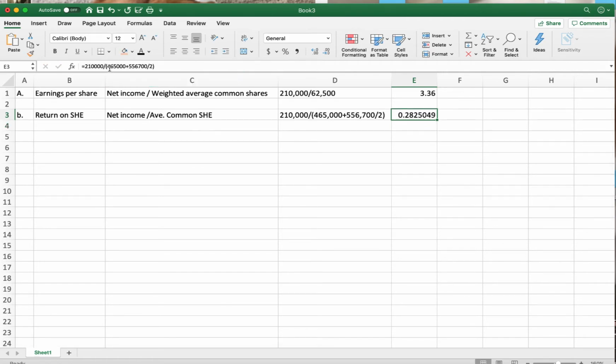And that did not work out right. That's because I missed a parenthesis there. Okay, there we go. So if I turn this into a percentage, I get 41% or 41.1%.